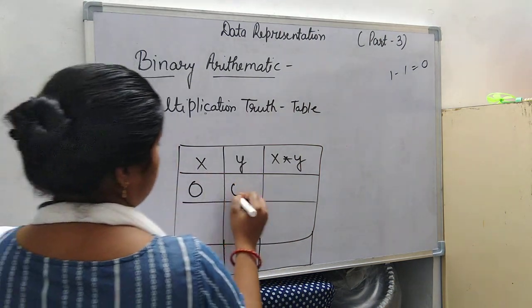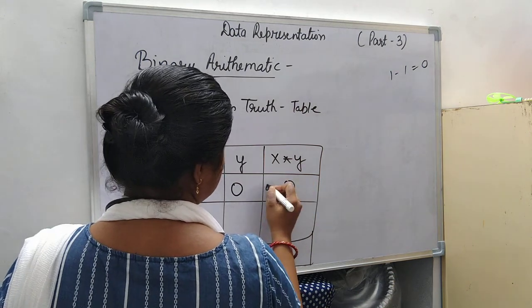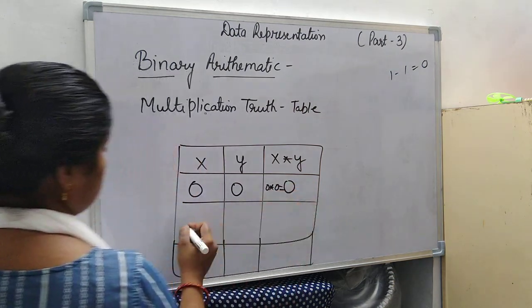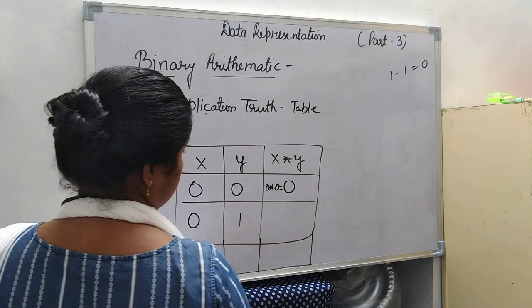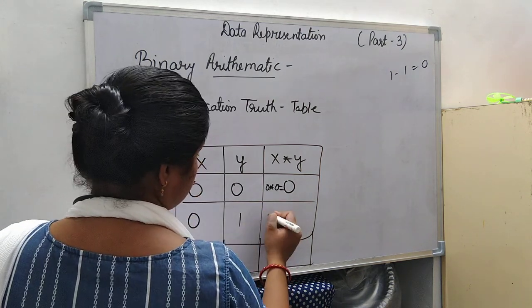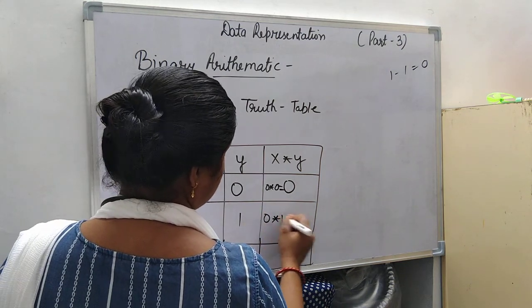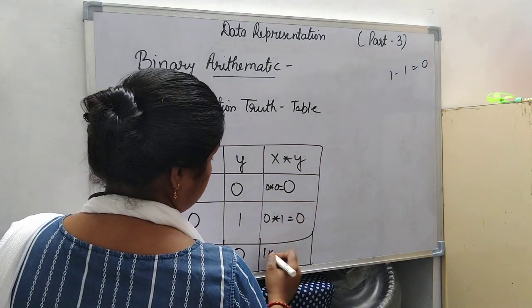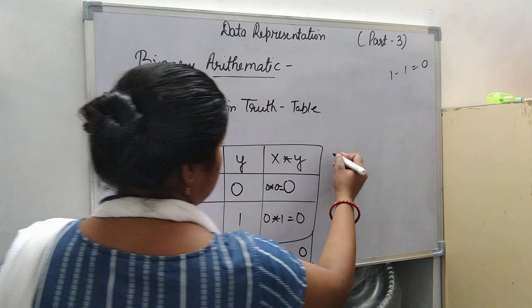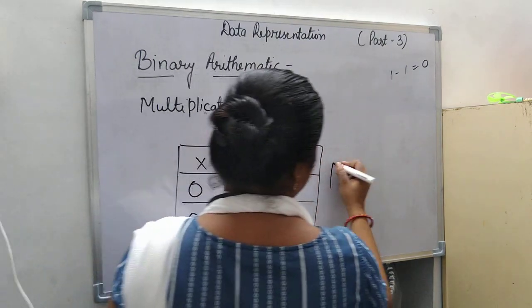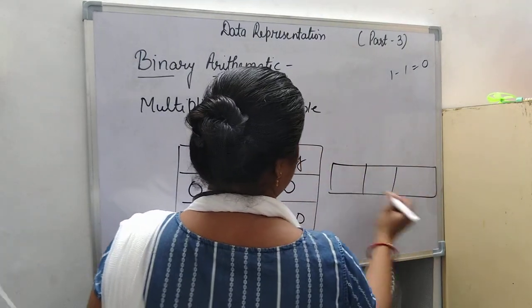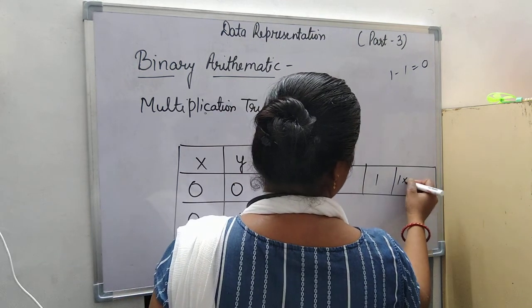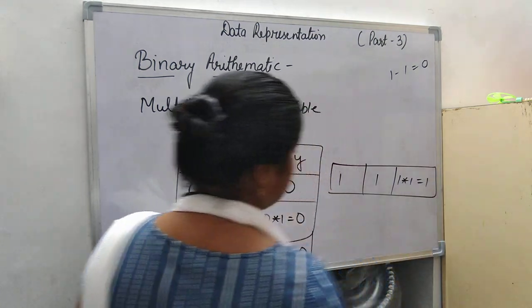So if it is 0 and it is 0, it gives you 0, that is, 0 into 0 equals 0. Now if it is 0 and 1, 0 into 1 gives you 0. If it is 1 and 0, 1 into 0 gives you 0, and over here if it is 1 and 1, then 1 into 1 gives you 1.